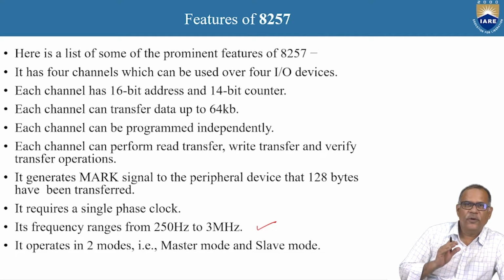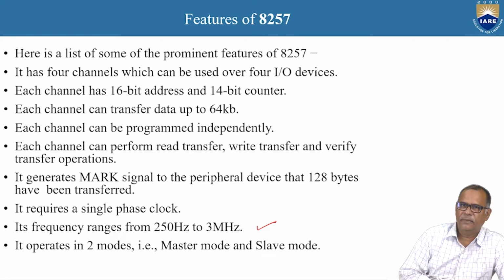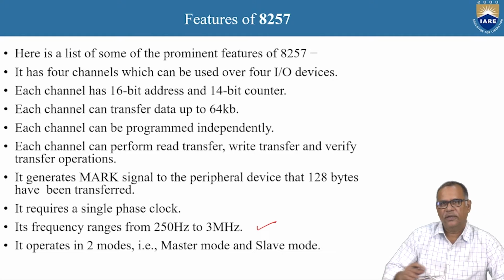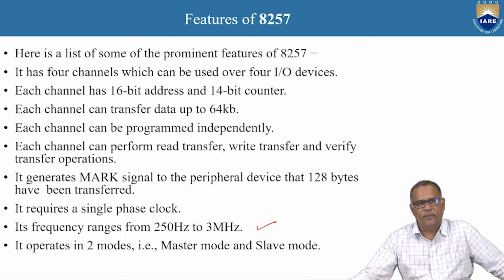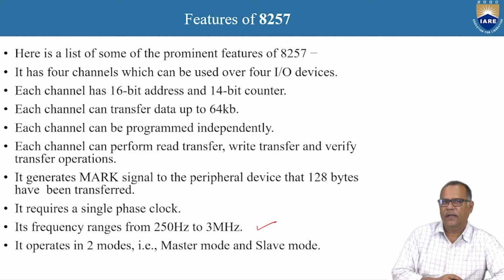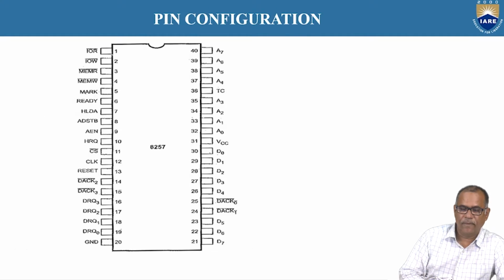So what is slave mode? Slave mode is used where the DMA controller is a slave and the CPU 8086 is the master, and this is used to program the DMA controller. And in master mode, the DMA controller is in control of the system bus, and the peripheral device and the memory come in direct contact for the transfer of data. So this is the 40-pin IC. 8257 is a 40-pin IC and it is available in a DIP, dual in-line package.